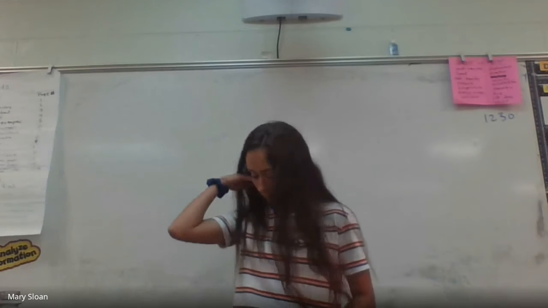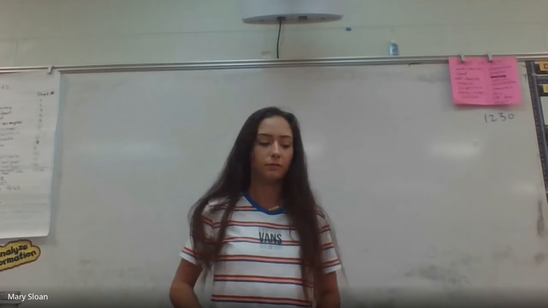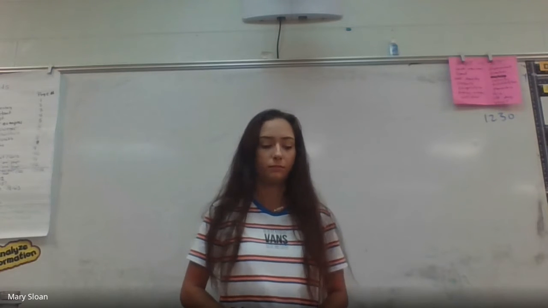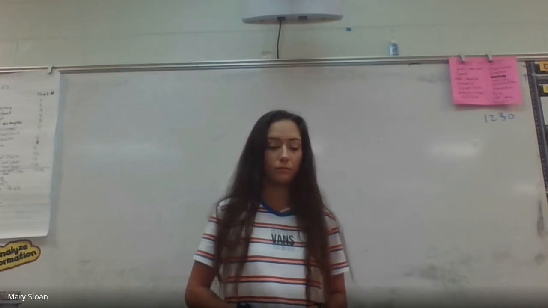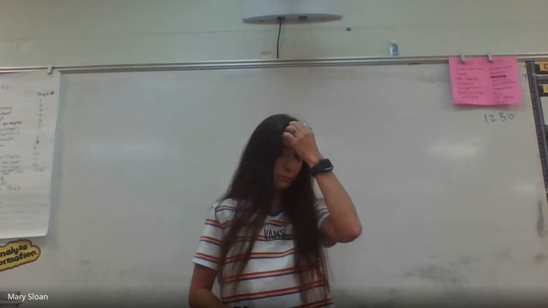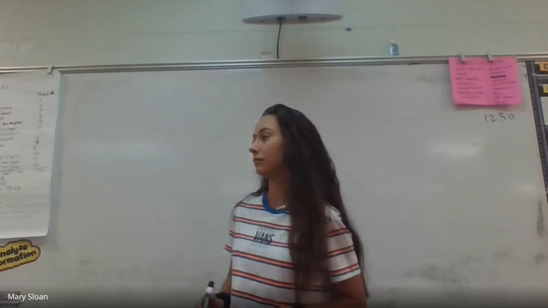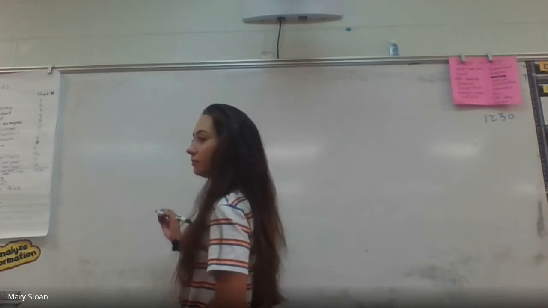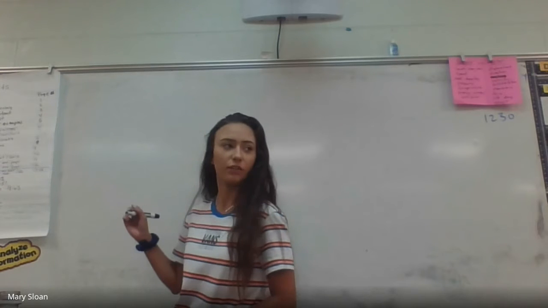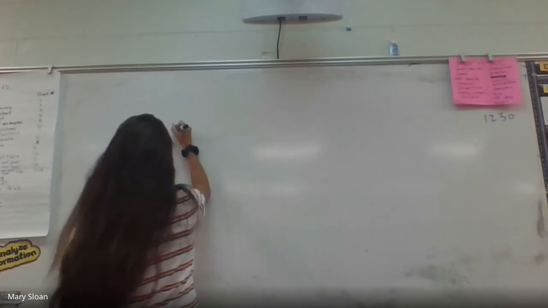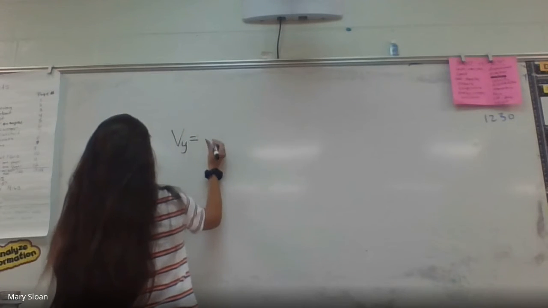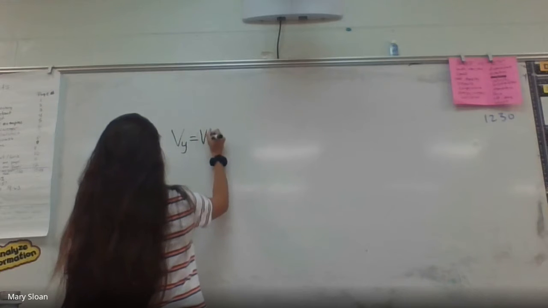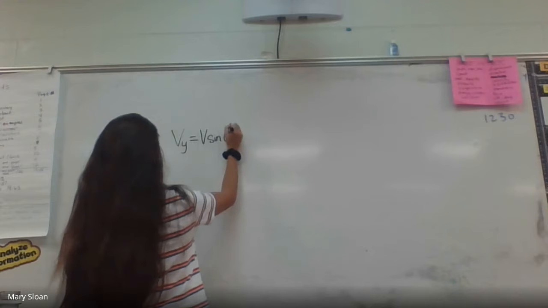All right, ready, Brooklyn? Okay, so the first thing we're going to do is the velocity of the y. We've got to do the velocity of the y first, and then we're going to do the velocity of the x. So on the board, write: velocity of the y equals v sine angle. So that's v, open bracket, sine angle, close bracket.